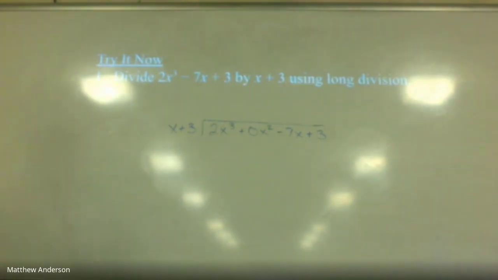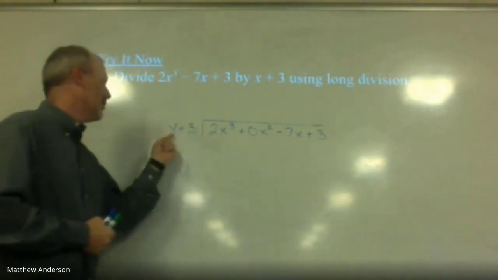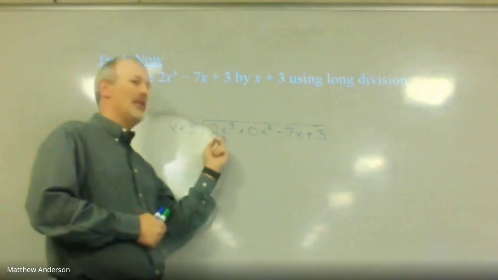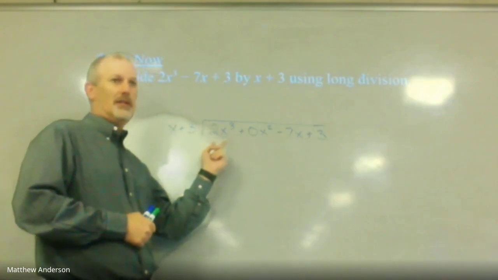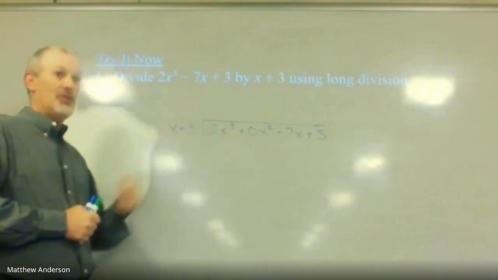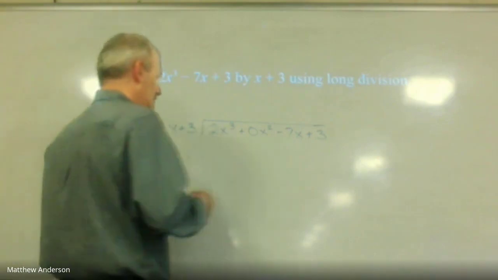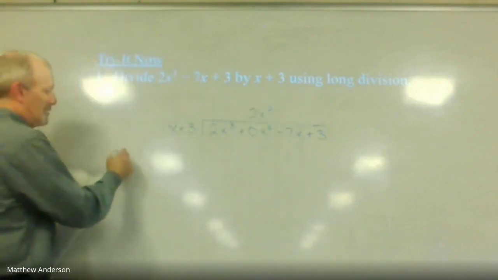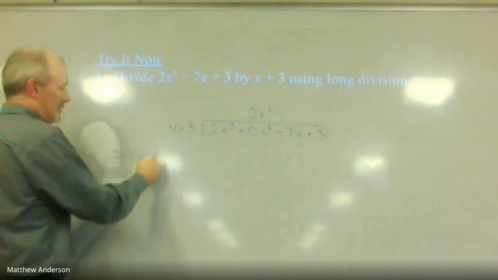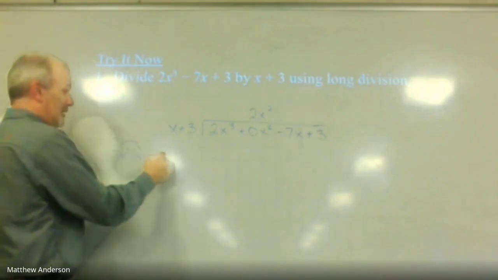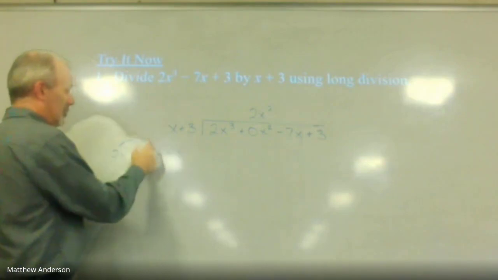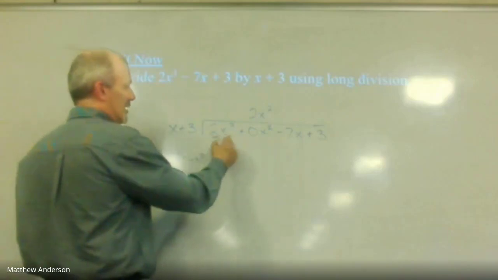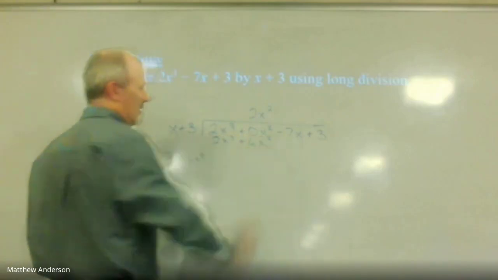Remember, our goal is to cancel one term at a time. So what will I have to multiply x by? Let's see if we're getting better at this. What will I have to multiply x by to turn it into 2x cubed? 2x squared, correct. So we're going to put that 2x squared right up here. And we're going to multiply 2x squared times x plus 3. And we distribute, and we do get 2x cubed. That's what we need. And then we're also going to have plus 6x squared. And that goes under here, 2x cubed plus 6x squared.